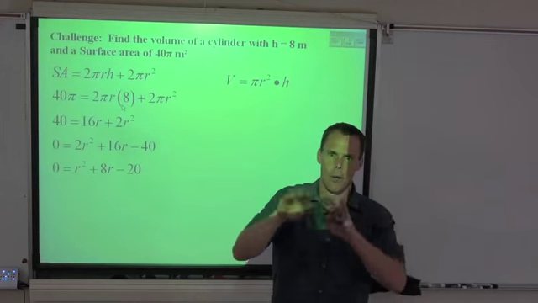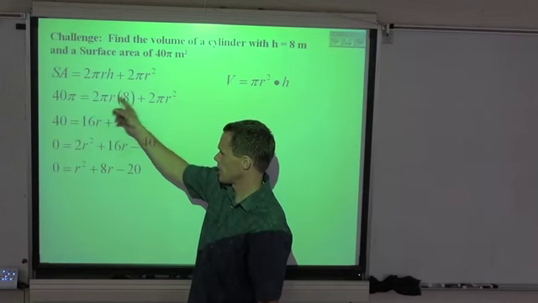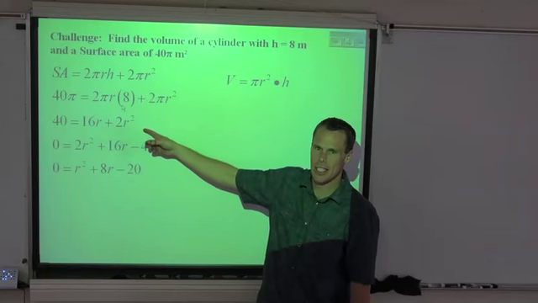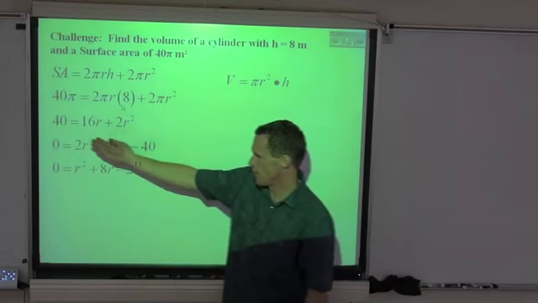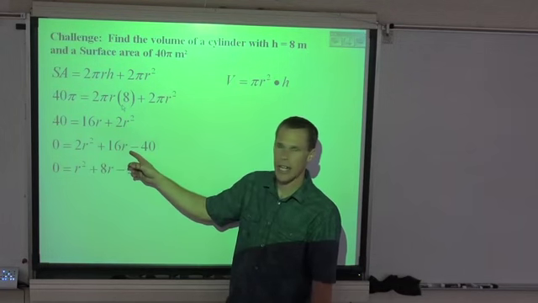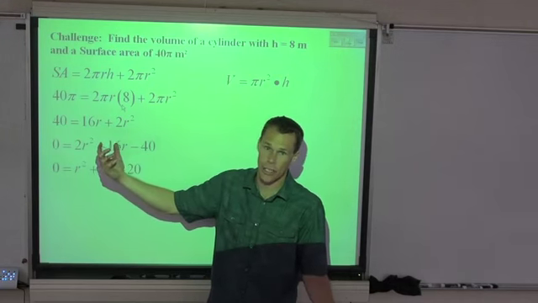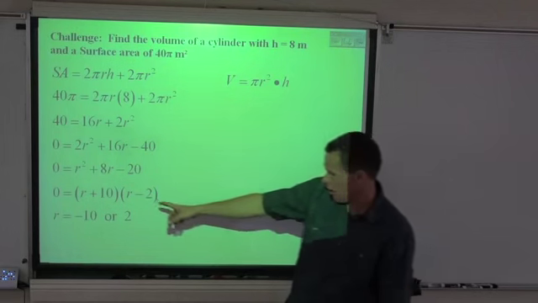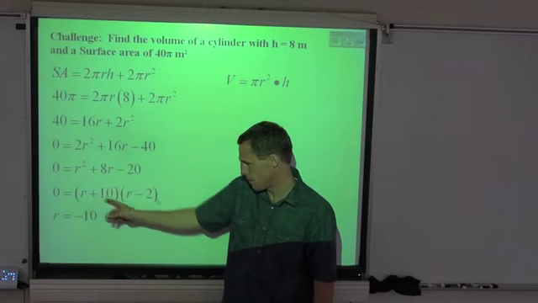I'm going to divide all parts by pi. Pi is gone. 40, 16r, 2r squared. Back in algebra, we were taught how to solve these type of problems using factoring. That's why this is a challenge problem, just for you to look at. So I bring everything over, subtract 40, set it equal to 0. I reduce out the 2 by dividing everything by 2, and 0 divided by 2 is still 0. And then I can factor. 0 equals r plus 10, r minus 2, which gives me two solutions, r equals negative 10 or 2.